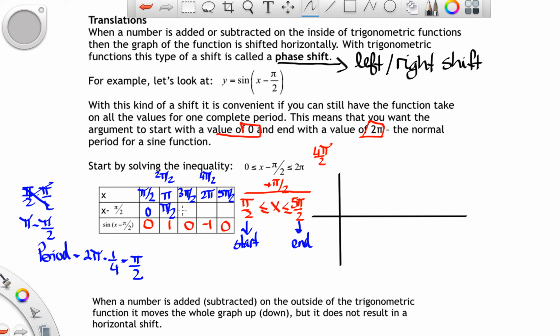And so what you see here is the pattern of values that we would like to see for the x's, because every time we're just going to subtract pi over 2. So 3 pi over 2 minus pi over 2 was pi. 2 pi minus pi over 2 is 3 pi over 2, and 5 pi over 2 minus pi over 2 would have been 2 pi.